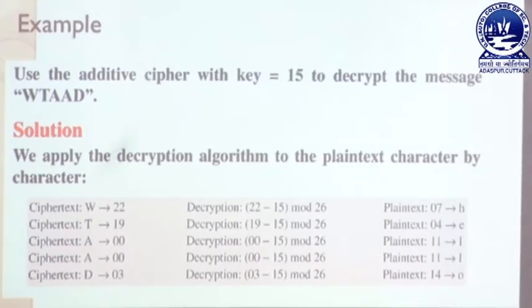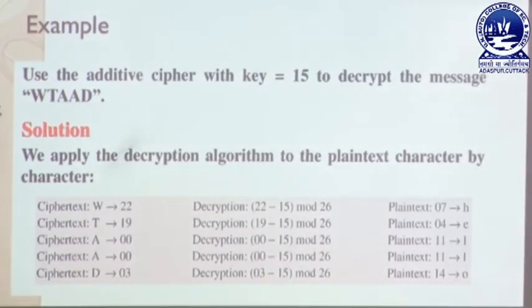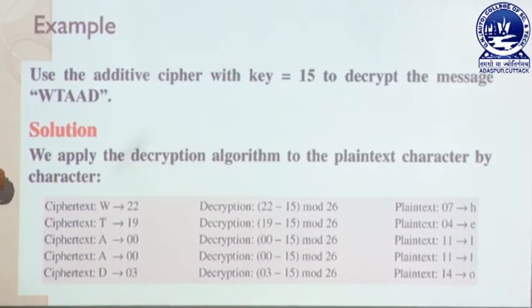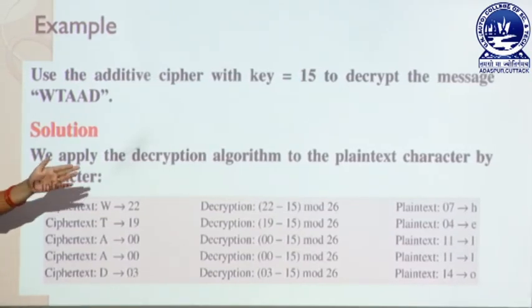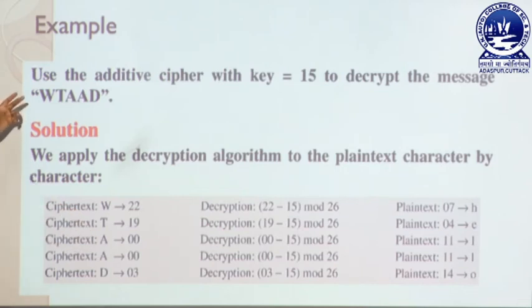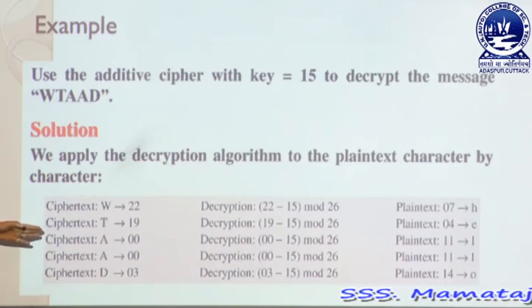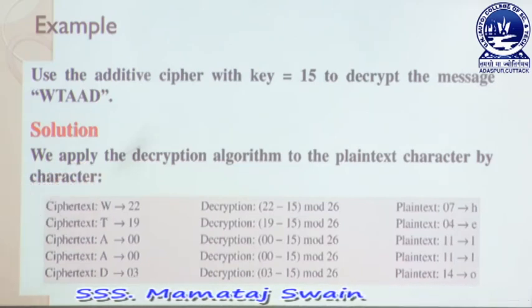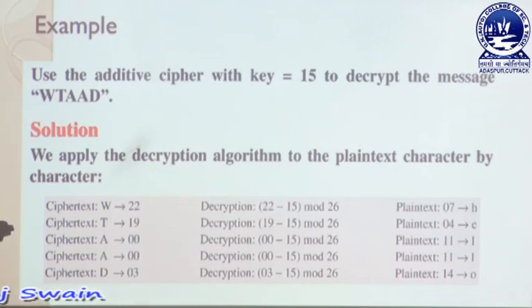In this way, when we calculate each alphabet of our ciphertext and apply the decryption algorithm, then we get the plain text. Here we calculate each alphabet of the ciphertext and find out the plain text which is hello. In this way, in our additive cipher, for encryption you have to use the addition of the key with the plain text and find out the ciphertext. Then in the decryption algorithm, we have to subtract the key value from the ciphertext and find out the plain text.